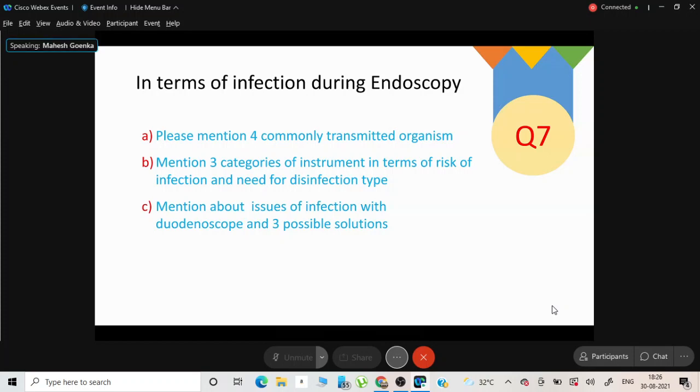Mention 3 categories of instruments in terms of risk of infection and need to disinfect them. What type of disinfection is required? This is what is known as Spalding's classification. Mention pertinent issue of infection with the duodenoscope. What is a major issue? And at least 3 possible solutions to infection transmitted through the duodenoscope.